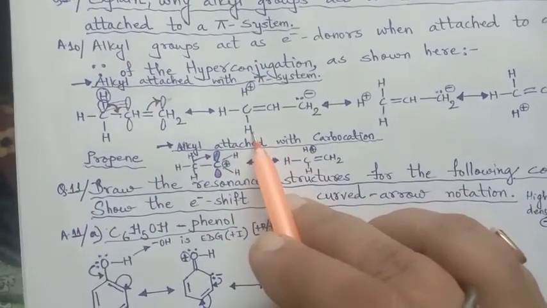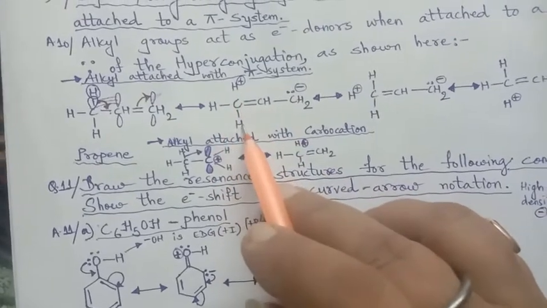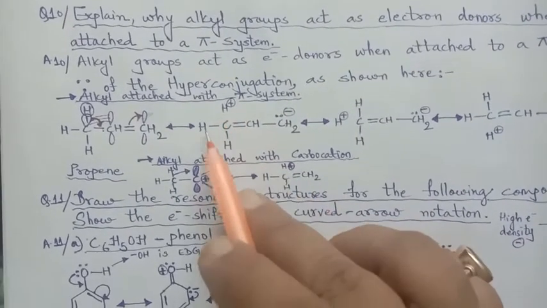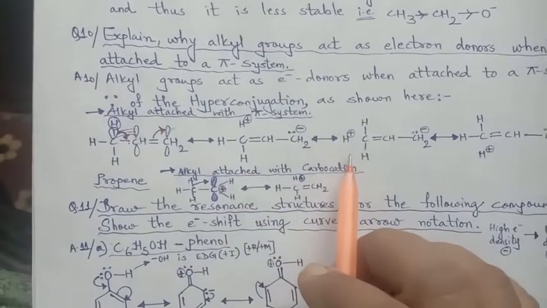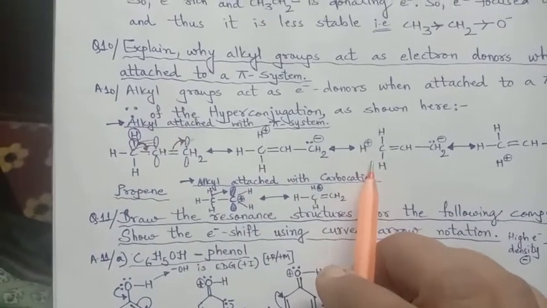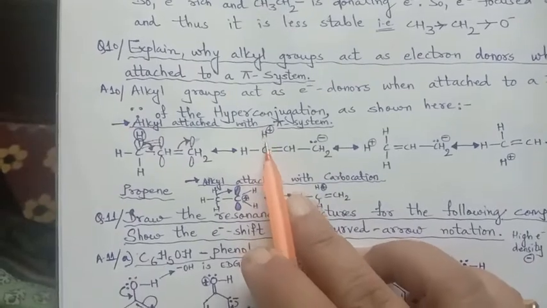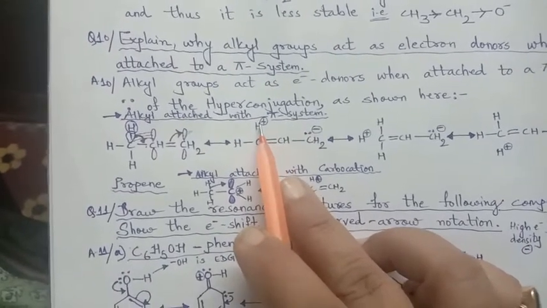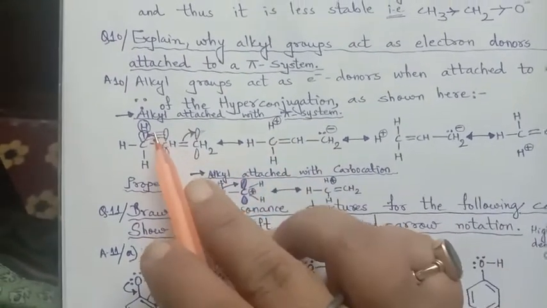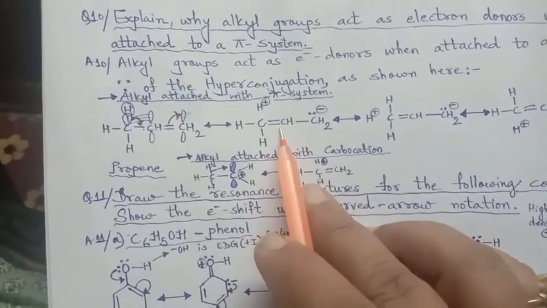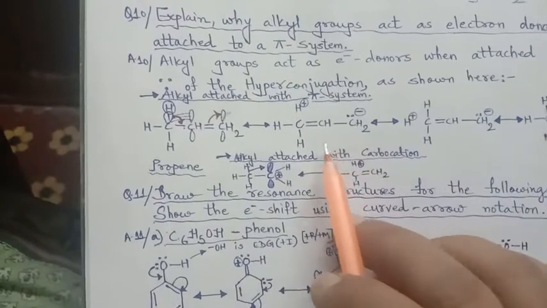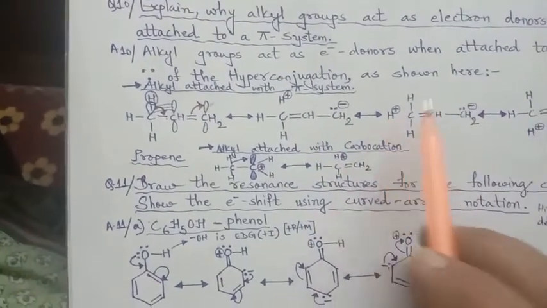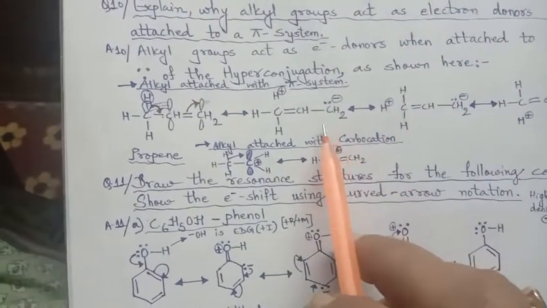Whatever the alkyl group is there, and the number of hydrogens present in that alkyl group, all hydrogens have the ability to undergo this hyperconjugation, because they are electron givers. See, this hydrogen is giving the electron, so the single bond is converted to a double bond. And that is why it is an electron donor group, right? So here it is given for pi electrons.